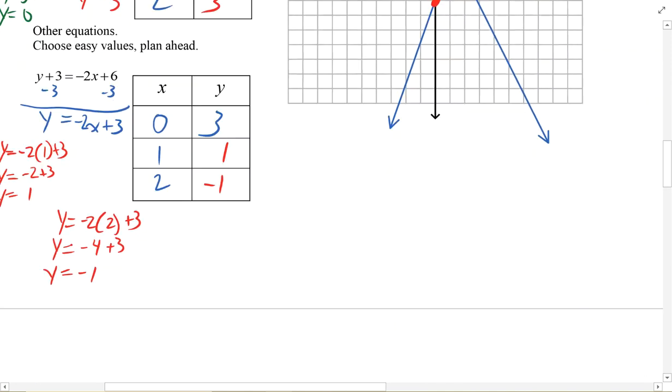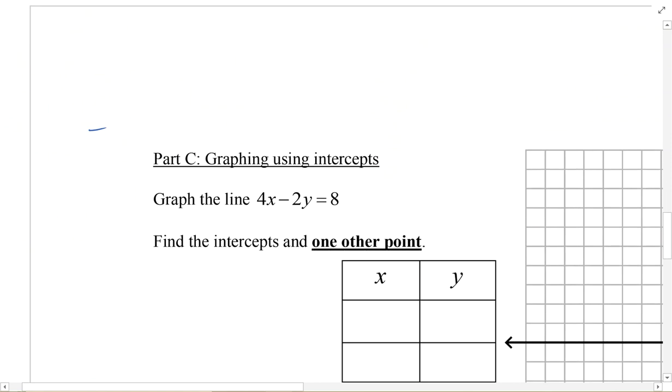Okay, moving on then. Graphing using intercepts. So remember with your intercepts, there's two different kinds. We have our x-intercept, and our x-intercept is basically where you cross the x-axis.